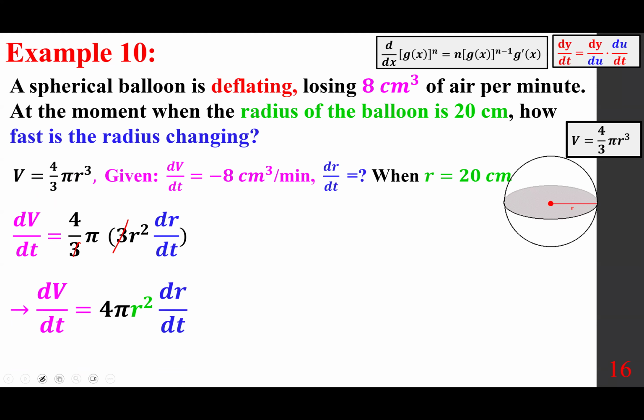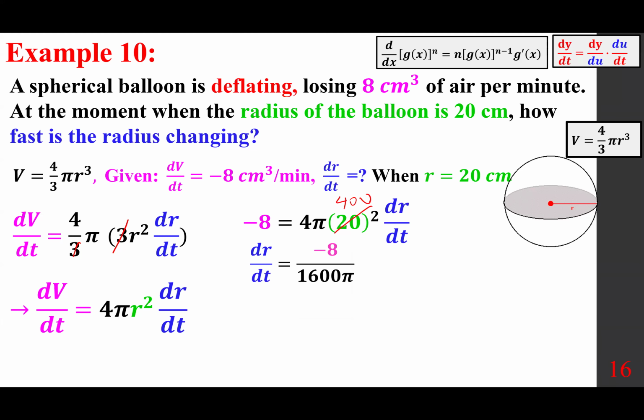We are going to replace dV/dt with -8 and r with 20. As you know, 20 squared is 400, times 4 is 1600, times pi is 1600 pi. We're going to divide both sides by 1600 pi. So this becomes negative, and this becomes 200. So we have -1/(200 pi). Units of r over units of time, that means centimeters per minute.